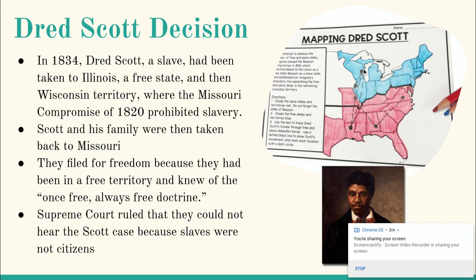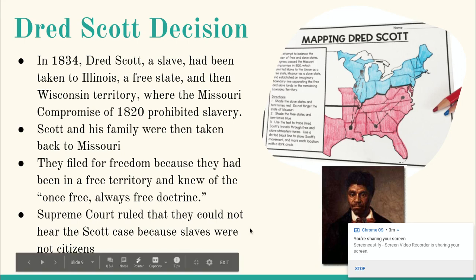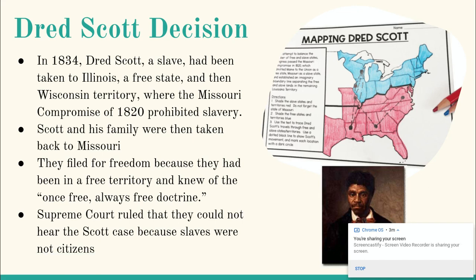So just because he came back to a slave state, him and his wife think, well, we were already in a free area, we should now be free. And they knew that the courts were sometimes granting slaves the permission to then be free. So he takes his case to court. However, what's interesting here is that the Supreme Court ruled that they could not hear his case because slaves were not citizens. So again, this is a difference between the North and the South.